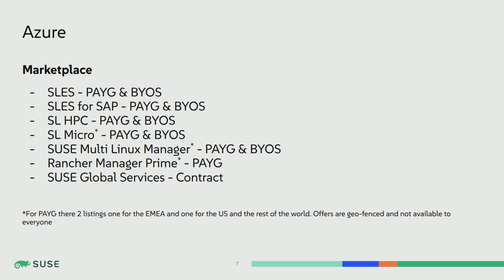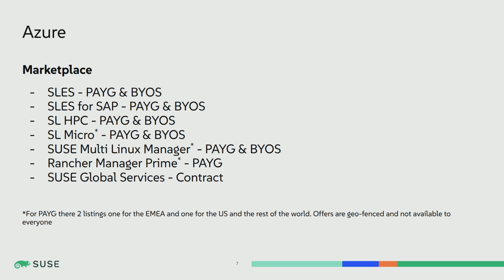You will also find SUSE Linux Enterprise Server for SAP, HPC. You will find Micro, SUSE Linux Manager, pay-as-you-go on BYOS. Again, that has a server and a proxy image. Rancher Manager Prime, pay-as-you-go. And then again, the SUSE Global Services contract listing is available in the Azure Marketplace.